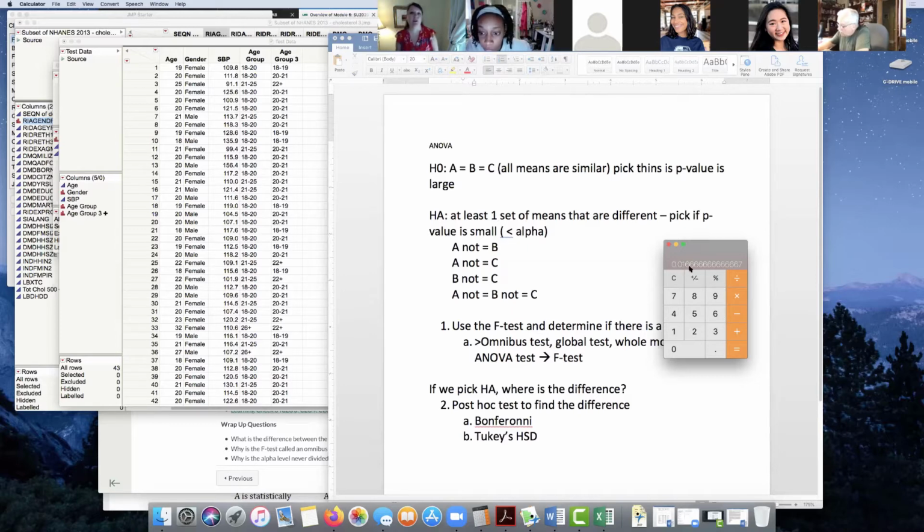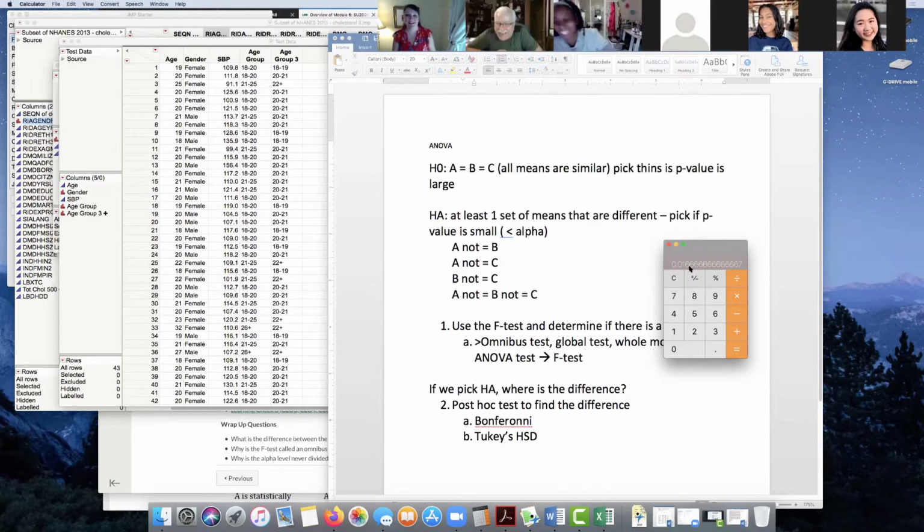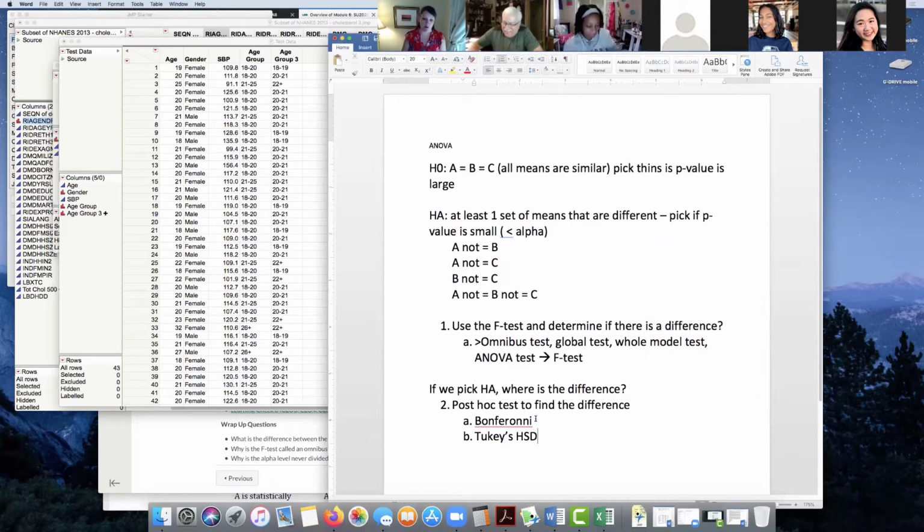Candace, I see you looking really, really closely. You don't need to look that closely because you're not going to have to remember this. So you just divide the alpha, your new alpha is alpha divided by the number of tests.